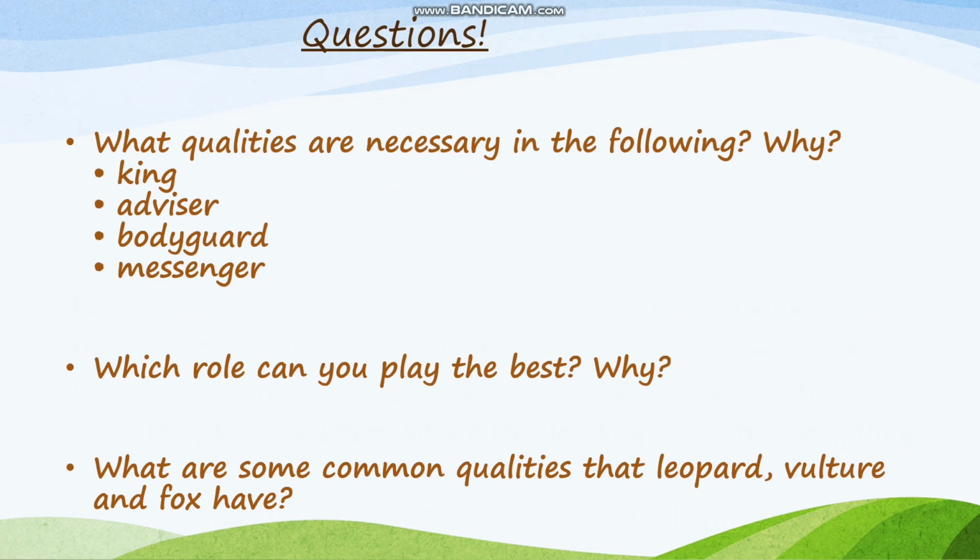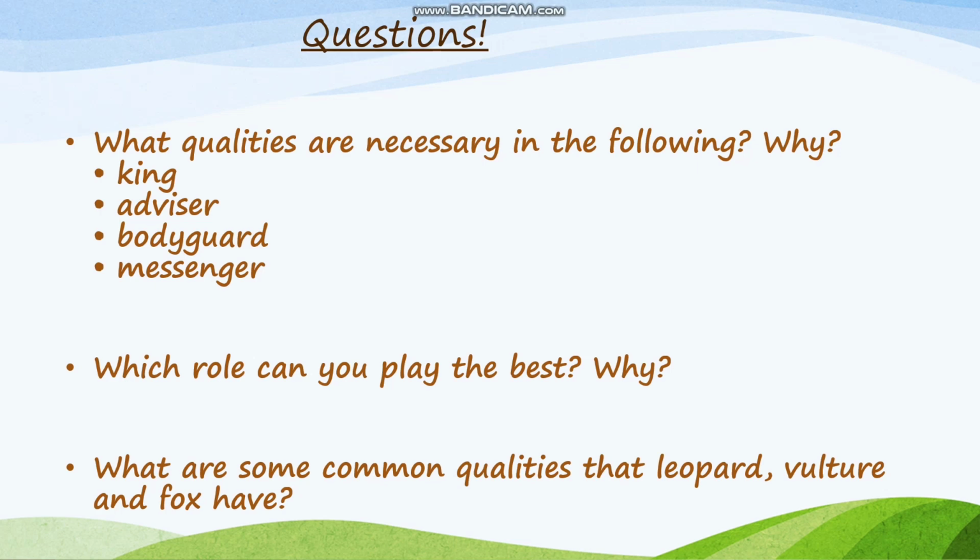What qualities are necessary in the following and why? Now, following are the people. What qualities do you think are necessary? मतलब इनमें ऐसी क्या qualities है जो important है होनी? अगर कोई king है तो उसमें क्या quality होनी चाहिए? If somebody is an advisor तो उसमें क्या quality होनी चाहिए? If somebody is a bodyguard तो उसमें क्या quality होनी चाहिए? And if somebody is a messenger, messenger मतलब बच्चा message. Messenger comes from a word message. जो message इधर से उधर करता है उसमें क्या quality होनी चाहिए? Okay, so important qualities that these people who are in this role must have.